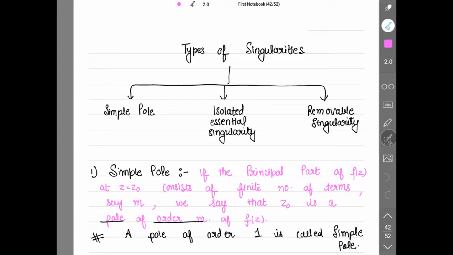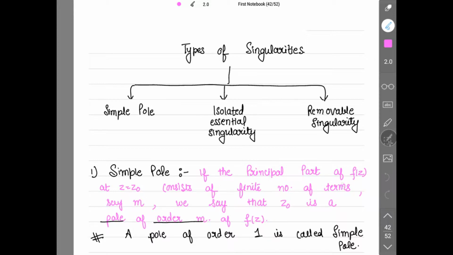Now there are 3 types of singularities: simple pole, isolated essential singularity, removable singularity. Very easy one. Just see how these are different from each other. First one is your simple pole. Now we have to check the principal part of the function, right?